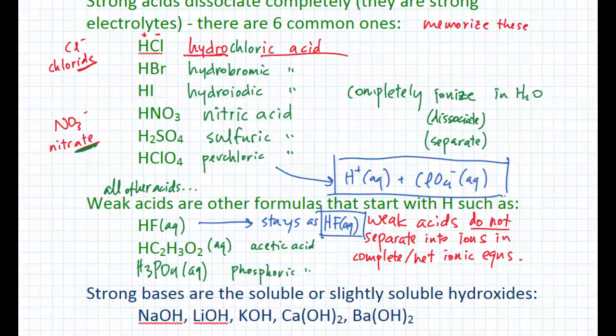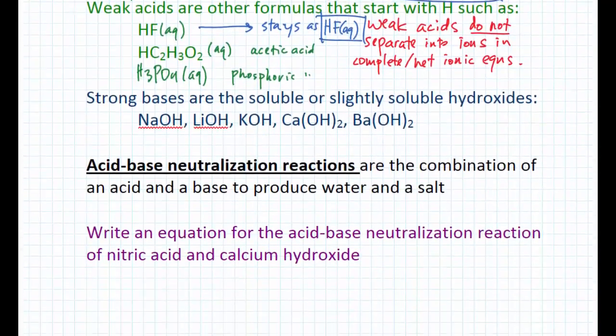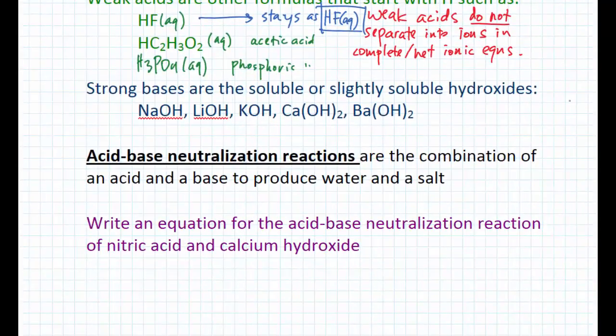Okay? But if you're doing a chemical equation that involves an acid, and if you have to do a complete or net ionic equation, like you will have to in your lab report, you have to first check to see if that is a strong acid or a weak acid. Okay? That behavior is different. The strong acid is more like an ionic compound. The weak acid is more like a molecular compound. Okay? So don't forget to check that. Strong bases are the soluble or slightly soluble hydroxides. Okay? Any of these would behave just like any other soluble ionic compound. Right? It would become Na plus and OH minus.